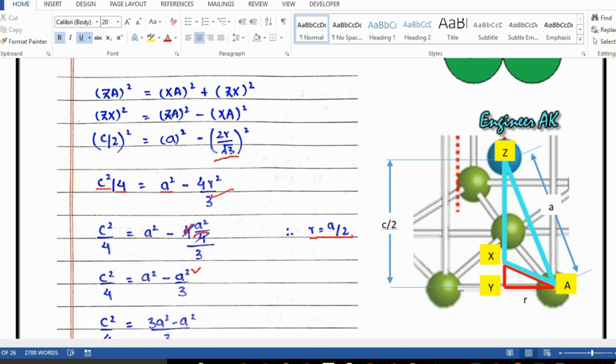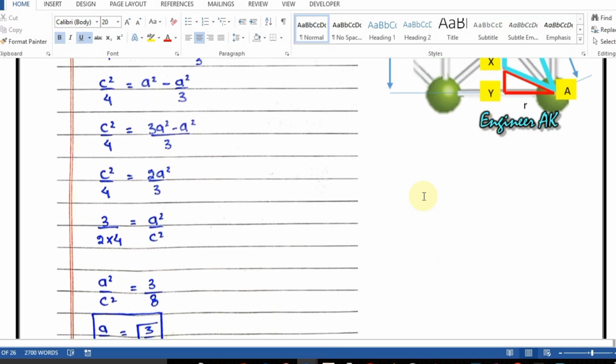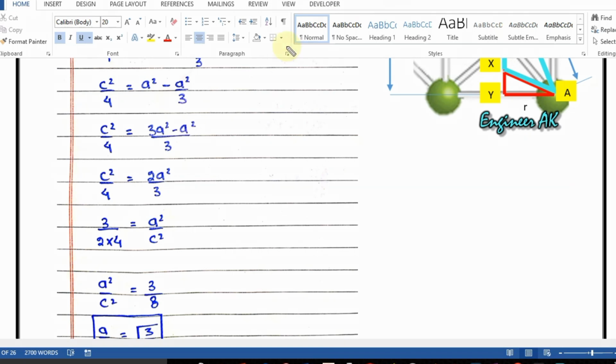Now moving further, if I take the LCM, this 3 will multiply with A square, so C square by 4 equals 3A square minus A square by 3. If I subtract, it comes out to be 2A square divided by 3. Now move the 3 over there, and 2 over here, and C will also come there. So the A square by C square ratio equals 3 by 4 multiplied by 2, so A square by C square is equal to 3 by 8.